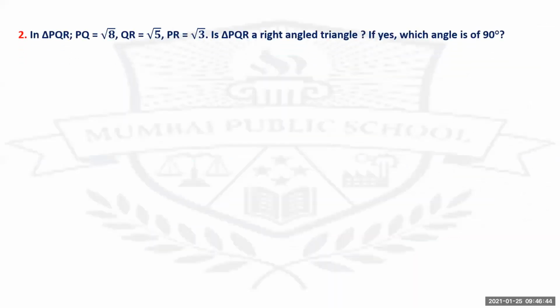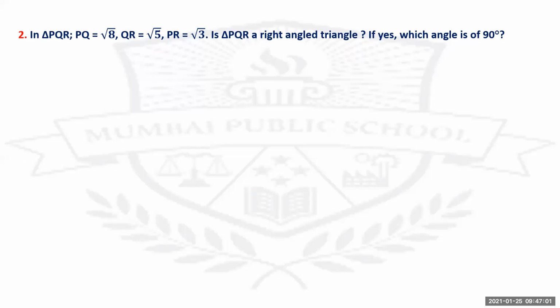Next, in triangle PQR, PQ equals root 8, QR equals root 5, and PR equals root 3. Is PQR a right angle triangle? If yes, which angle is 90 degrees? So here I've got two questions. Each question will carry 1 mark.